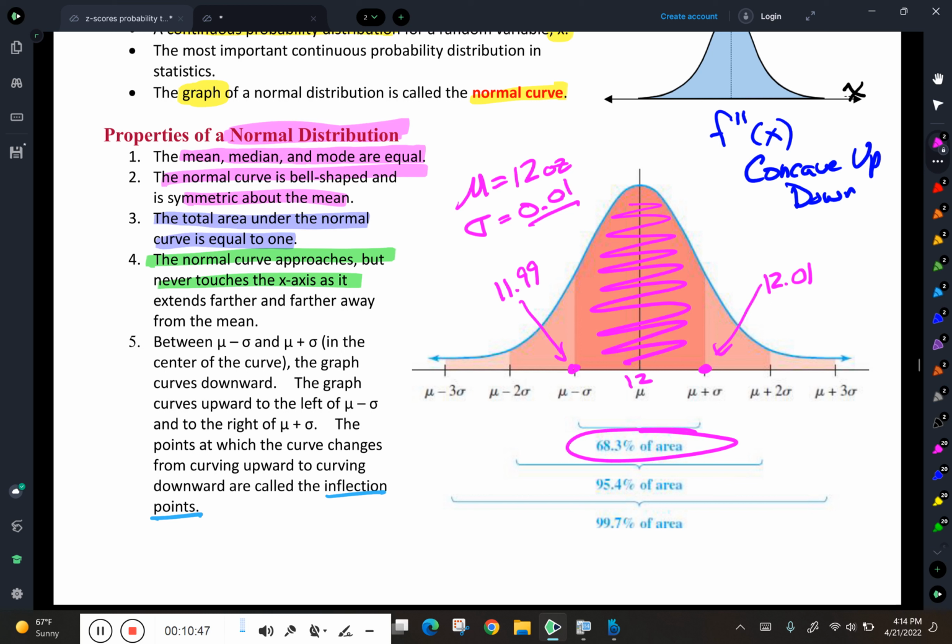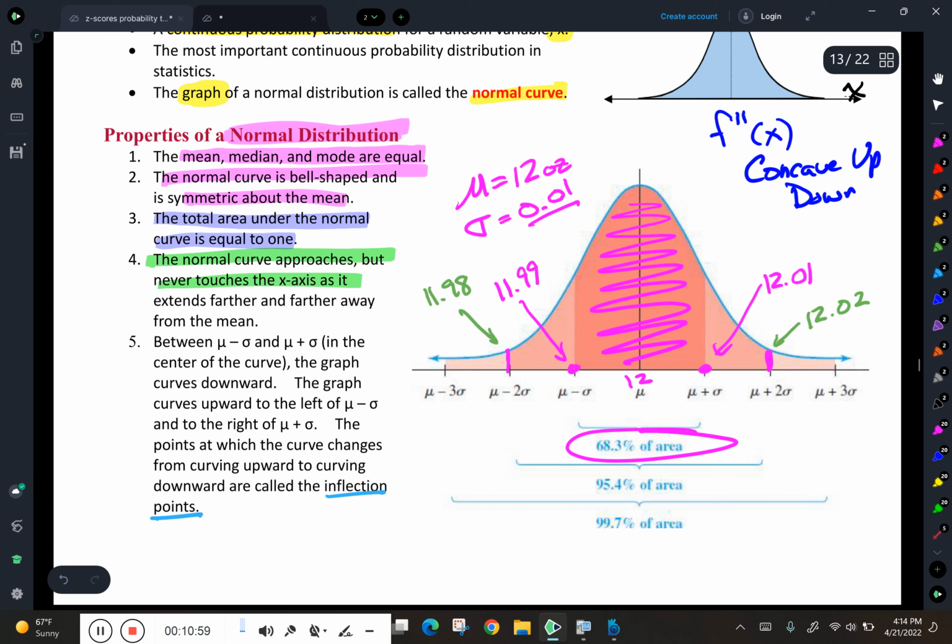If we go out 2 standard deviations, and let me change color here. So this would be, let's see, 12.02, and that would be 11.98. Then in between those two values is going to be 95% of our area, 95.4. So then if I went down to the assembly line and grabbed a can of soda off the assembly line, there'd be a 95.4% chance that can of soda would have between 11.98 and 12.02 ounces in it.